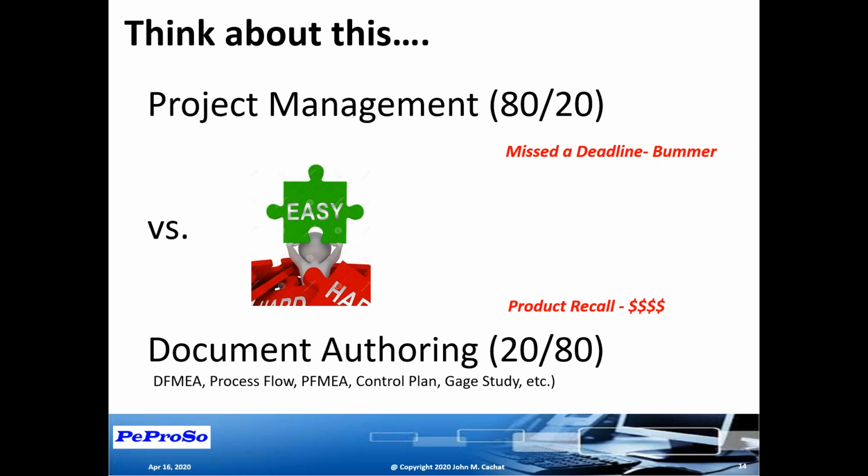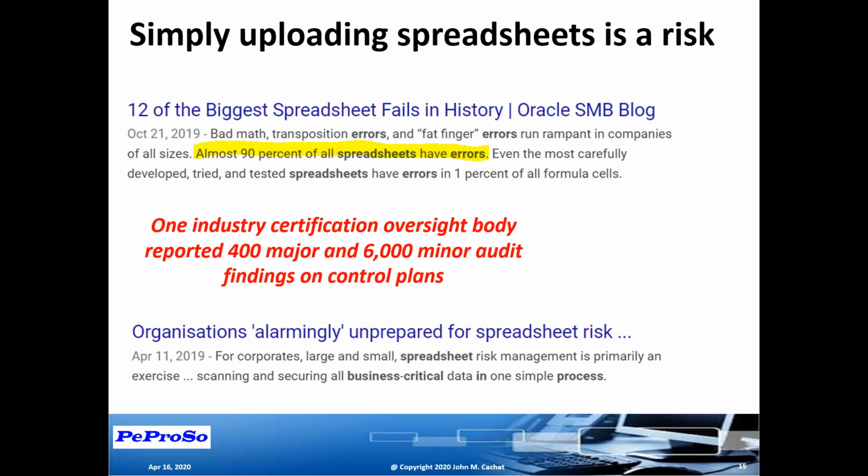But again, they said, look, we've got all these tasks, we upload all these spreadsheets, we've got PPAP covered. Well, some of you probably have already seen this before, but simply uploading spreadsheets is a risk. Study after study have numbers like 90% of spreadsheets have errors in them. And when you think about this, being such a critical business process, the planning, awareness of what my process is, what my risks are, and how I'm going to control them, why would we do that in spreadsheets?